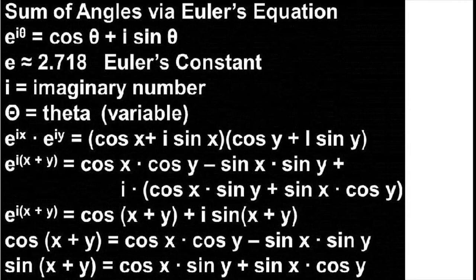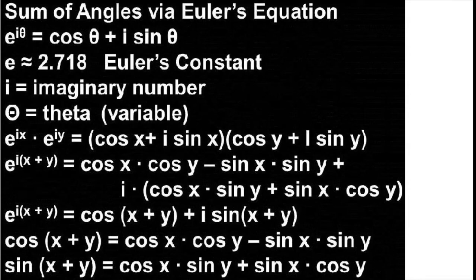So e to the ix times e to the iy would become e to the power ix plus iy, and then I factored the i in front. So it's e to the i times x plus y in a parenthesis. On the right-hand side, we had a binomial times a binomial, two things times two things. We had to multiply those out. Some people would call it the FOIL method.